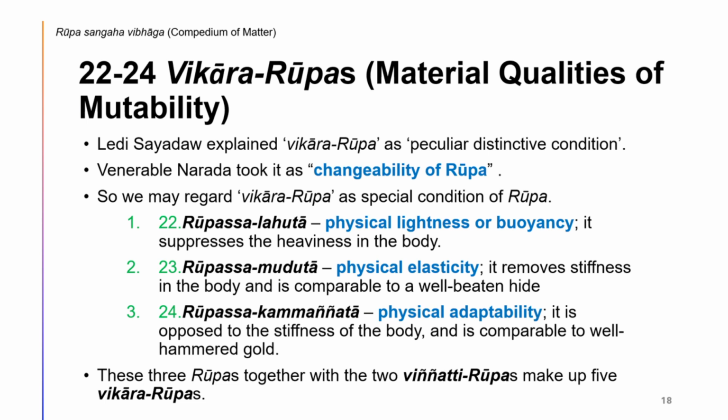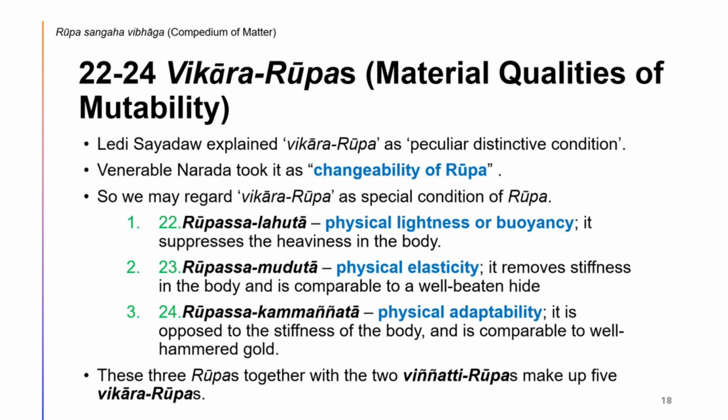Then we come to the next category. 22, 24, Vikara Rupa, material qualities of mutability. This is talking about your body, everyone has this capability. If you are trained, you can perform this, because this is inherent in your physical body.